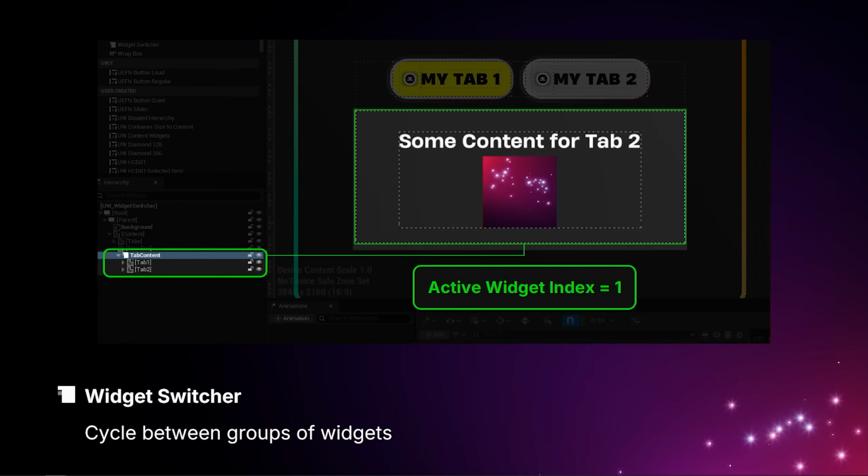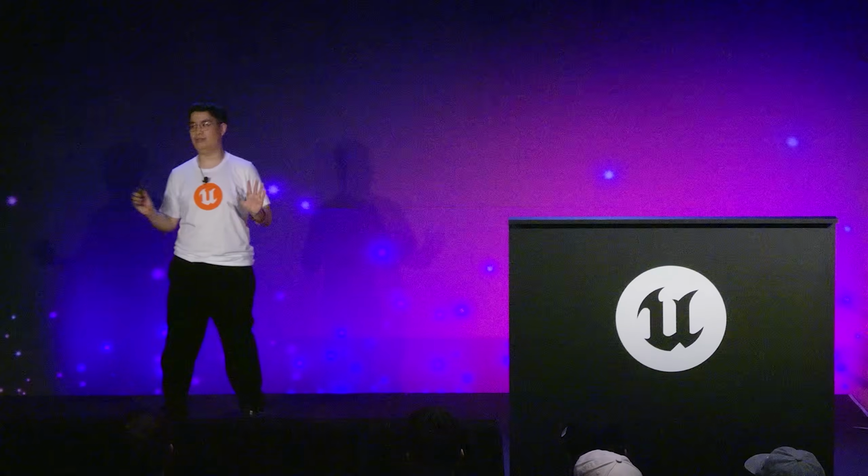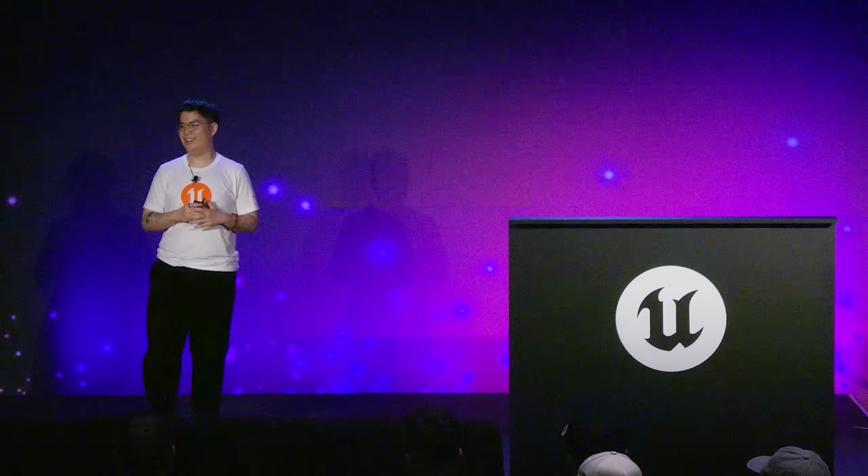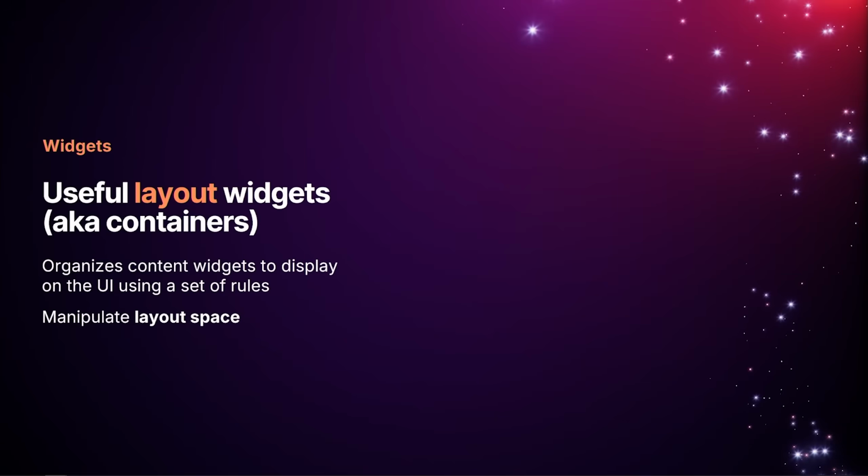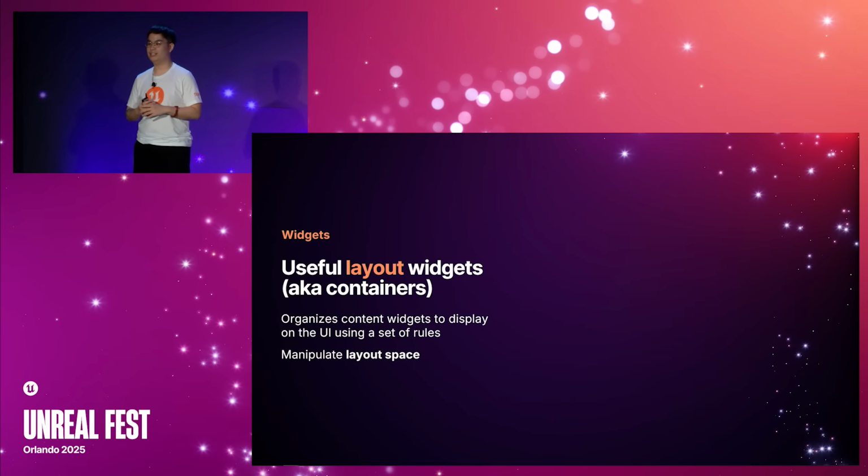So those are your 3 really basic and simple content widgets that you really need to start off with in UMG, right? But content widgets aren't going to do much for you if you don't use what we call layout widgets. Layout widgets, also known as containers. I'm going to be switching back and forth between them throughout this presentation. So yeah, layout widgets essentially let you organize the content widgets that we saw just now to show on the UI using a set of rules that are unique to each layout widget.